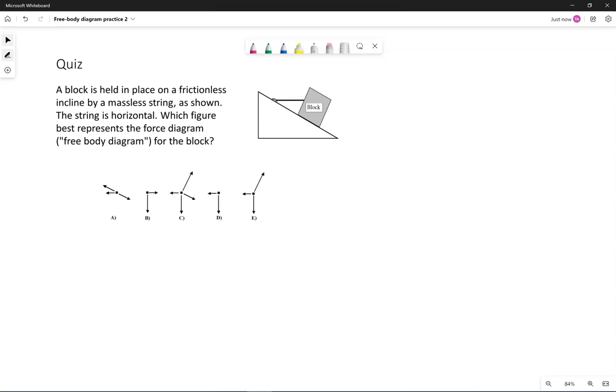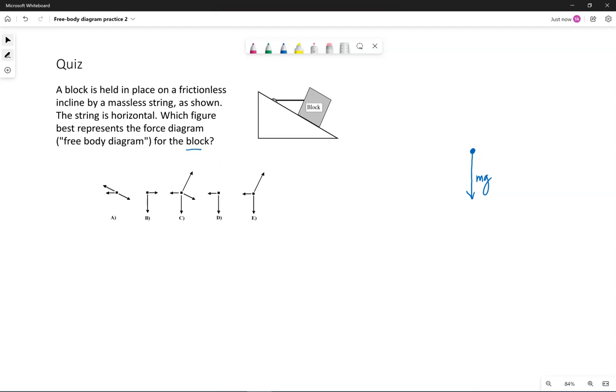All right, force diagram or free body diagram for the block. That means my little dot represents the block. The block is the object of interest here. I'm going to start with gravity. That's our field force. We can't turn off gravity. Everything else is going to come because of contact.